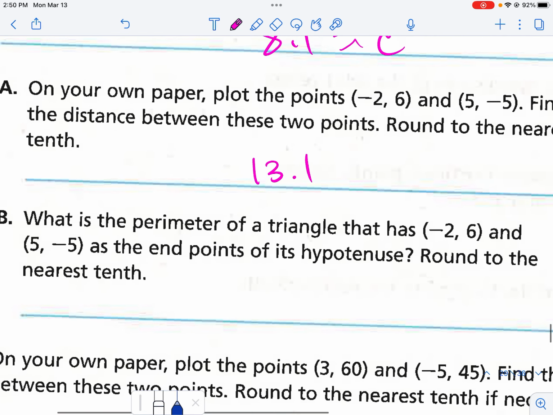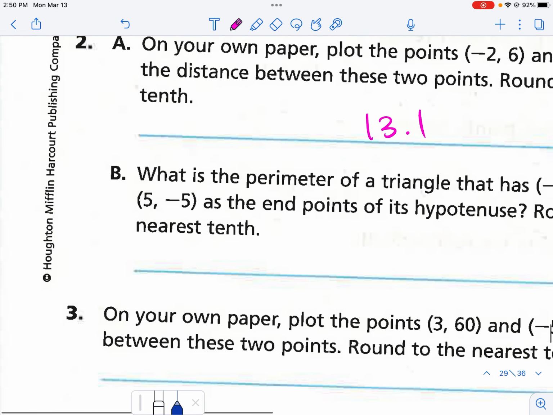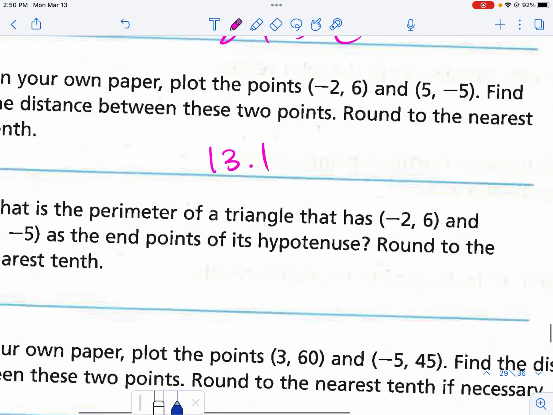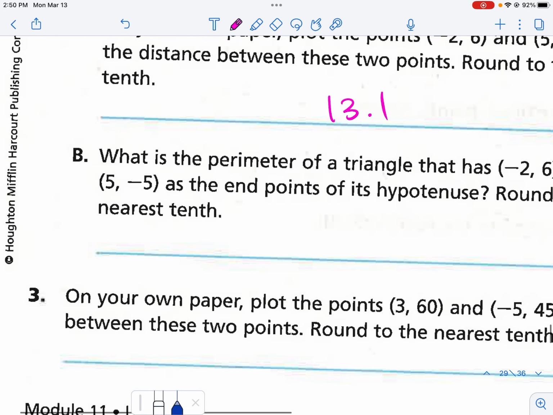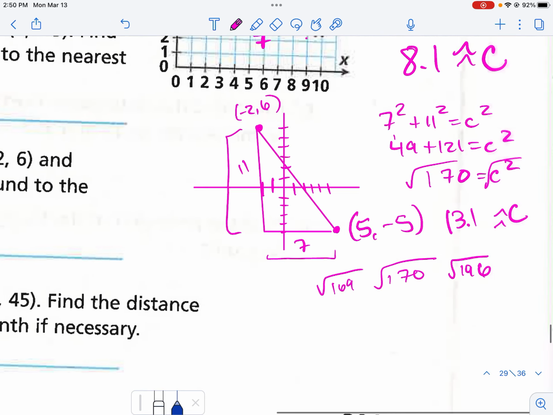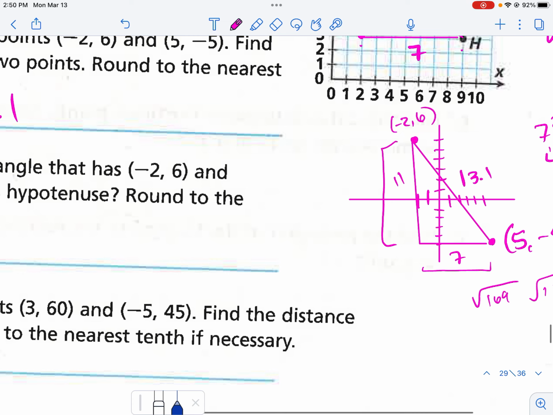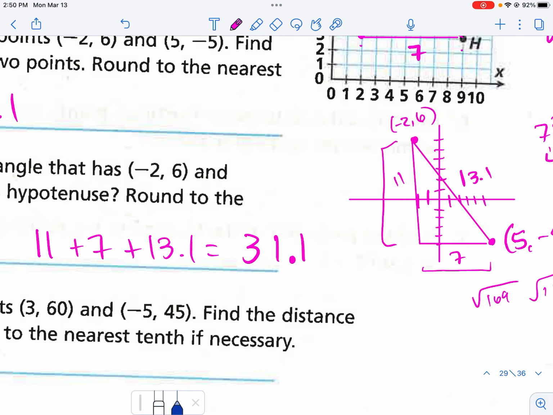Okay. This one wants to know what the perimeter is using those same sides. So this is 13.1. So all we have to do to find the perimeter is to add up all of them. So 11 plus 7 plus 13.1 would equal, that's a 1 point, that's 8, 9, 10, 11, and that's 31.1.